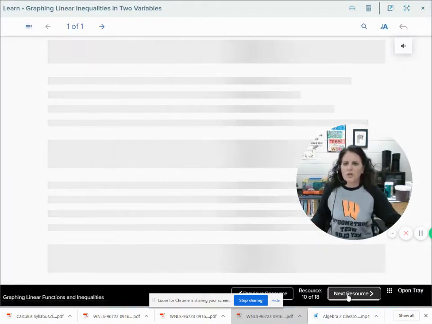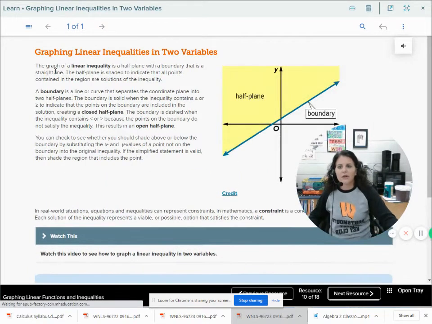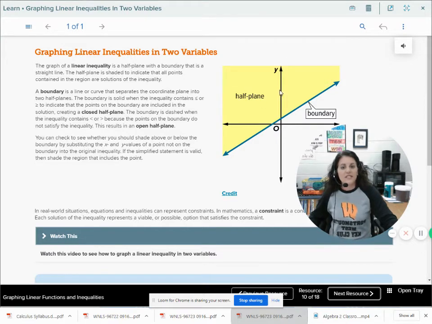So what we're going to do now is look at some vocabulary. The graph of a linear inequality is a half plane with a boundary that is a straight line. So this is my straight line here that's bounding this half plane that's been shaded. The half plane is shaded to indicate that all the points in this yellow region are solutions to the inequality. A boundary is a line or curve that separates the coordinate plane into two half planes. The boundary line here is a solid line when all of those points on the boundary line are included, when they're possible solutions.